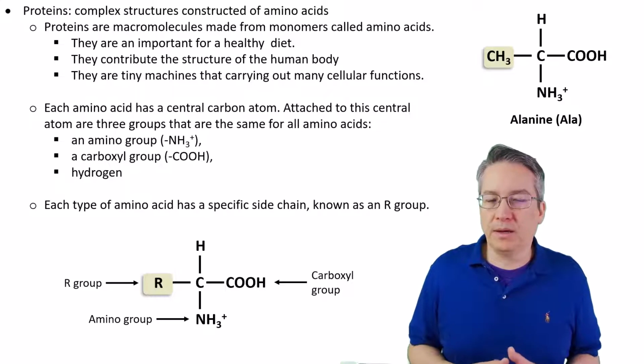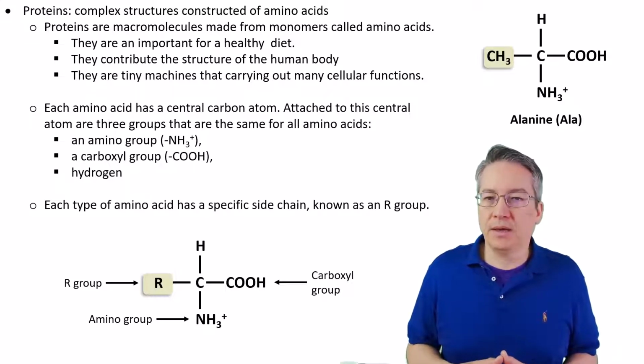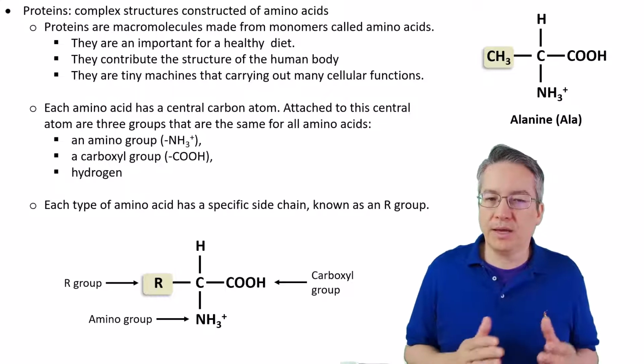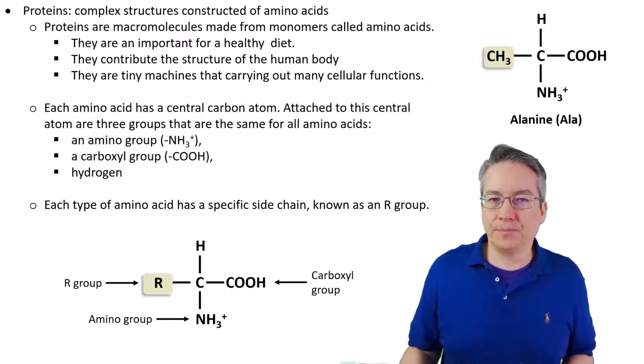group. There's an example just above me, which is alanine, which has, again, you can see the central carbon, you can see the carboxyl group, you can see the amino group, the hydrogen, and then the side chain or R group for alanine is CH3.